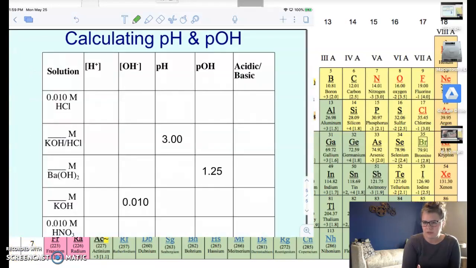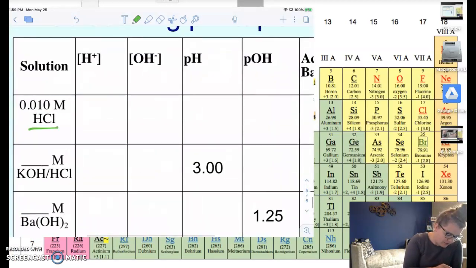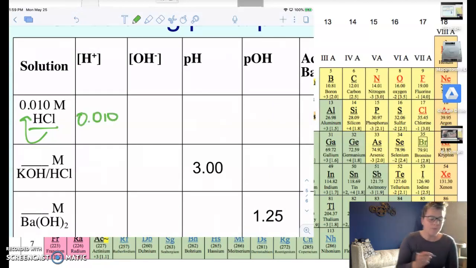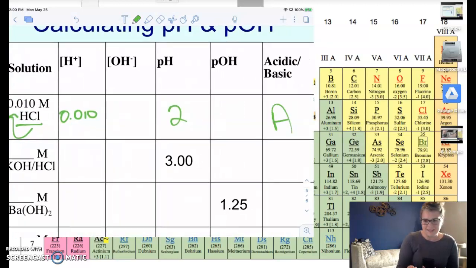So let's start filling out this table together, and then I'll let you try it on your own. So for example, this is hydrochloric acid. If I've got this concentration of it, I'm going to have that many hydrogen ions in solution. Let's skip ahead to the pH to try that really quick. Remember, you're going to do the negative log of the concentration of the hydrogen ion. So in that case, that is going to be 2. With a pH of 2, we know that this is going to be an acid.